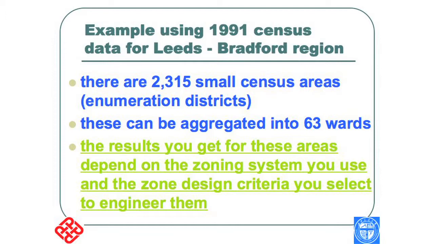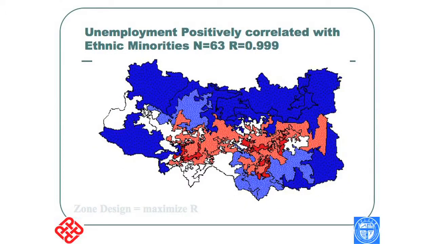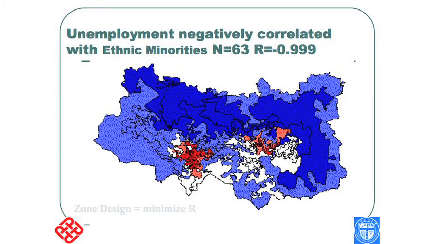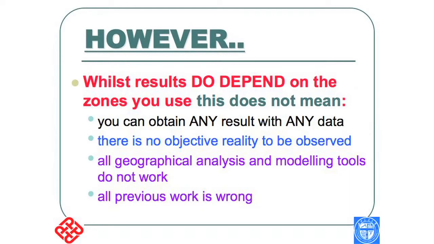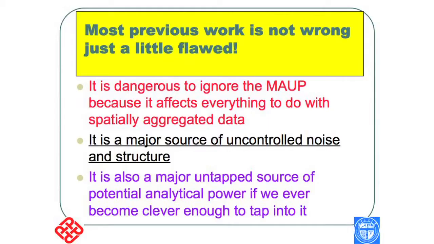And he used an example for the Leeds, Bradford region, which originally has 2,315 small units. If you want to aggregate the data into 33 wards, then if you use different criteria, then of course you have different results. You can see the results do depend on the zones you use. And he said the previous work is wrong. Not wrong, but just a little bit flawed. It is very dangerous to ignore this problem.